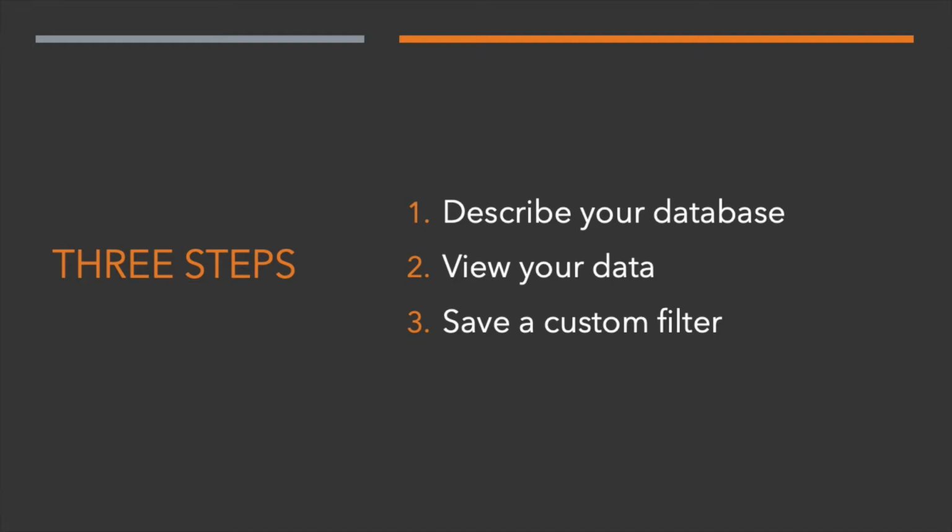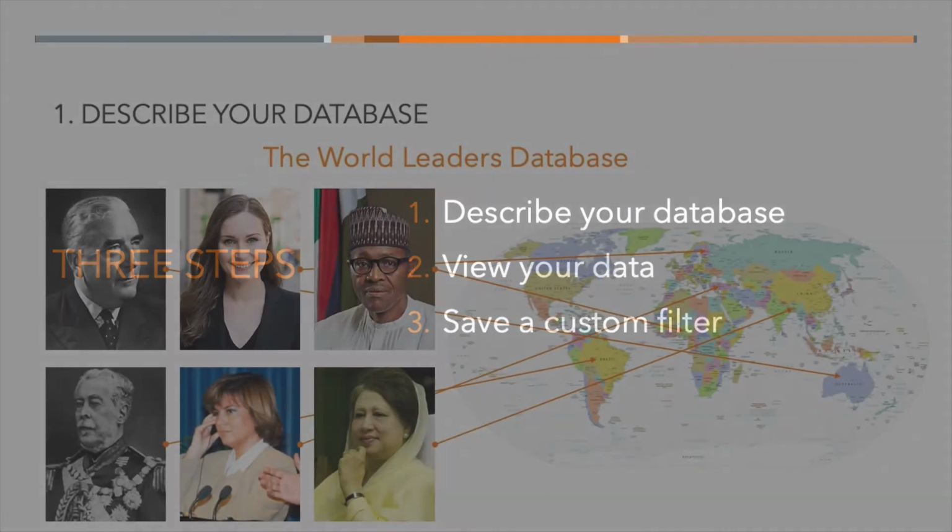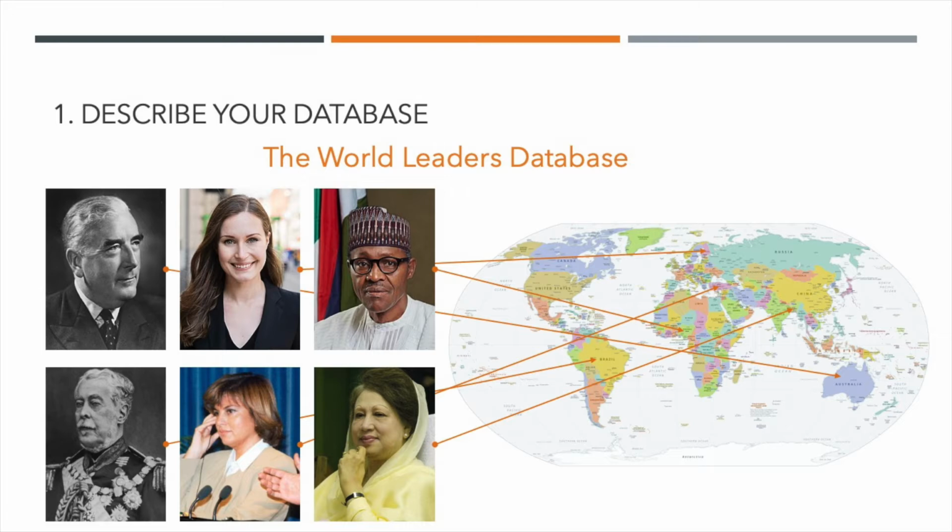In this tutorial, I'll show you how to do three things. Firstly, I'll show you how to describe your database using the default screen of the Explore menu. Secondly, I'll show you how to view your data using some of the filters that come built into Heurist. And thirdly, I'll show you how to explore your data in a more sophisticated manner by defining and saving your own custom filter. For this tutorial, we're going to use the World Leaders database as an example.